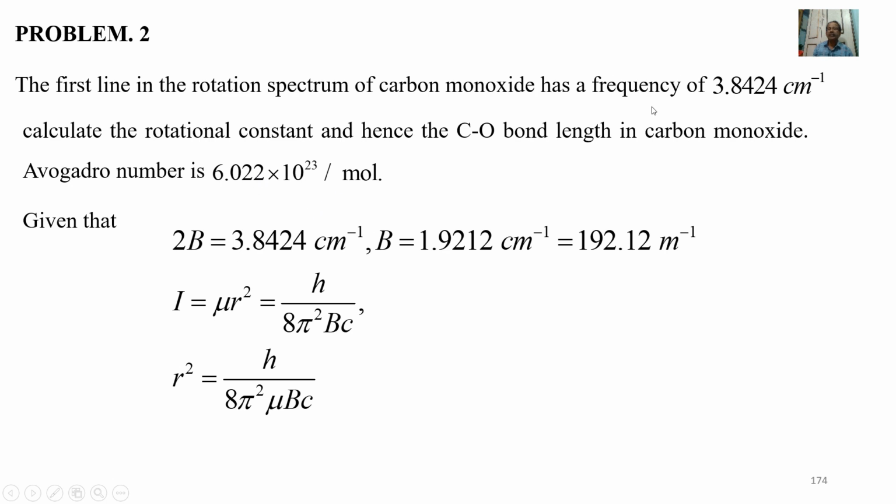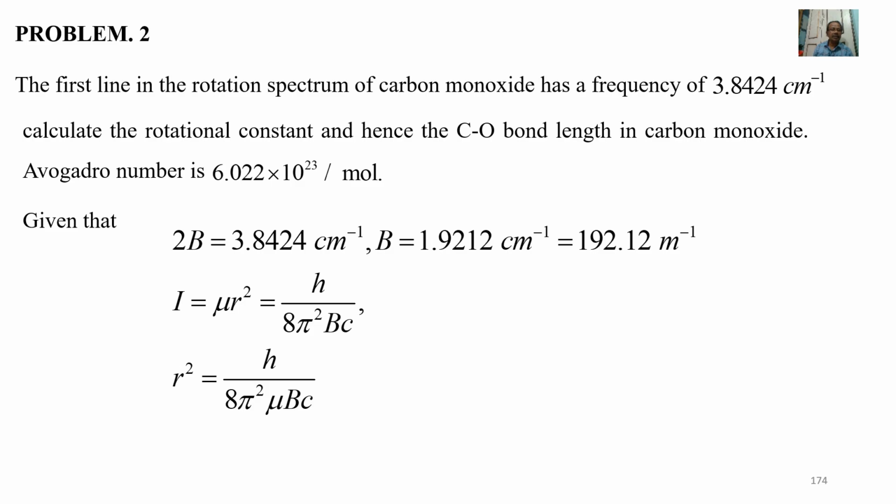The first line is given as 3.8424, which is nothing but 2B. So 2B equals 3.8424. Dividing by 2 will give us B, which is nothing but 1.9212 centimeter power minus 1, which is equal to 192.12 meter power minus 1. And of course, we'll have to calculate now R, which is nothing but the bond length.